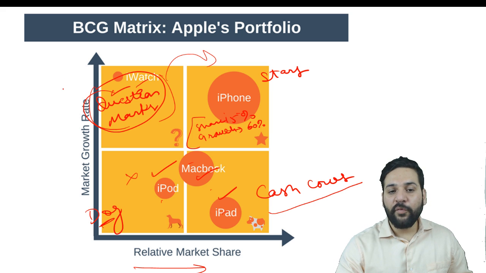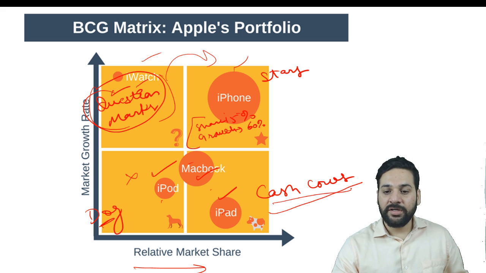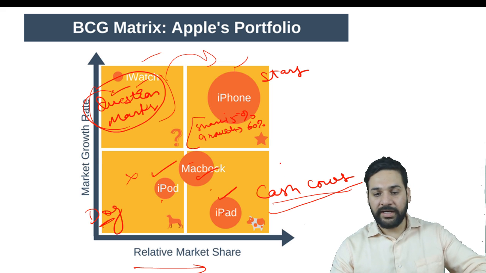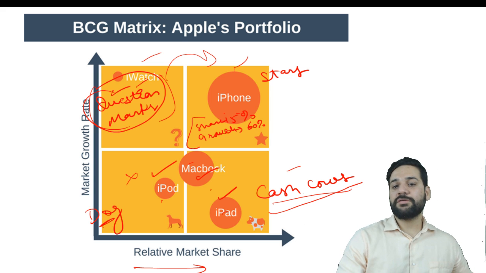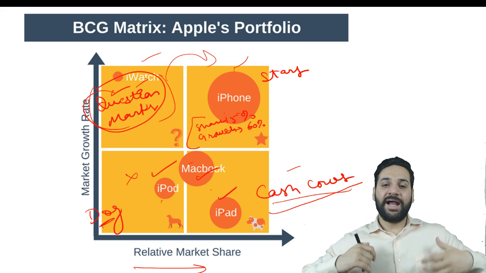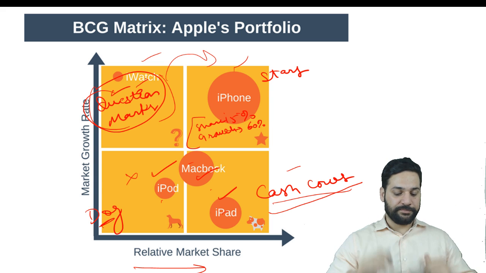The company should focus on stars and question marks, and the company should focus on getting money from cash cows and invest that money into question marks, so that the question marks can become a star, and the company should invest money in the star to retain its position.